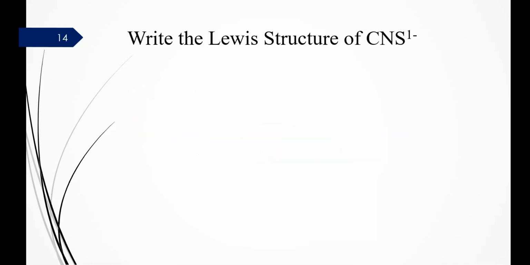Now, what I want you to do is draw out your Lewis structure for CNS. So that's carbon as your central atom, nitrogen, and sulfur. Now it has a 1- charge, so make sure you add in an extra electron. And so we should walk through that process.